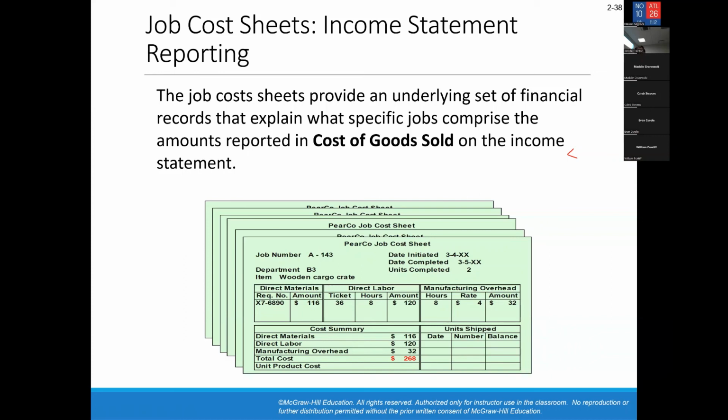So again, when you're looking at these jobs, you can run reports to see how much was the cost of my material, my labor, my manufacturing overhead, and what did I sell it for? And you should be able to see the difference. And so when they're talking about the financial records, it could be just a report that's showing you that. How much was the cost of goods sold on this particular job and what did I sell it for?